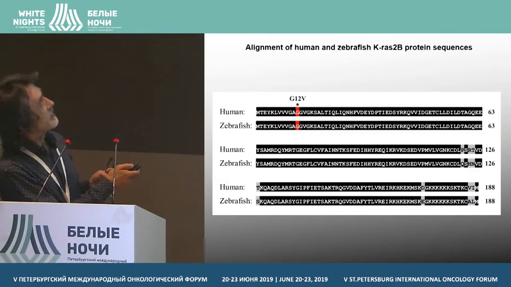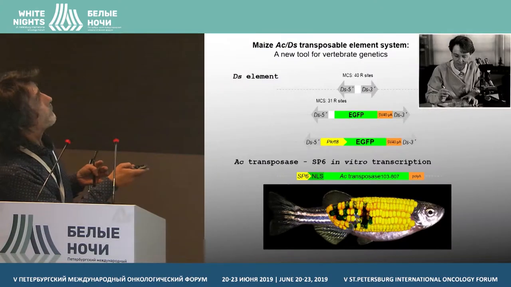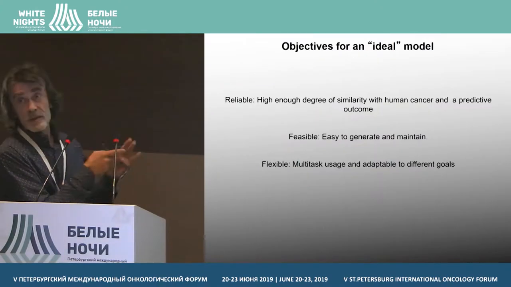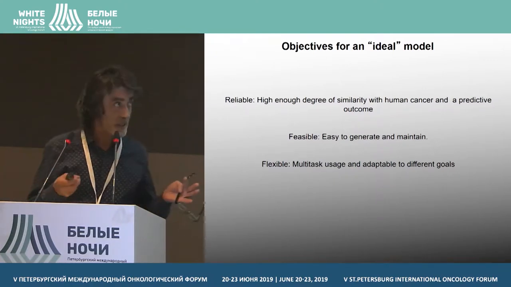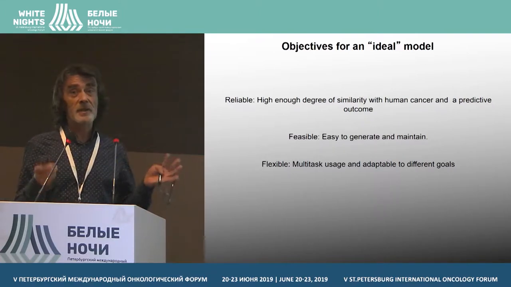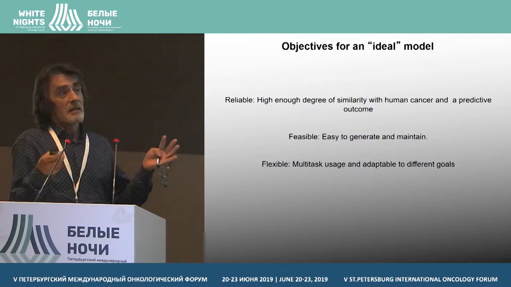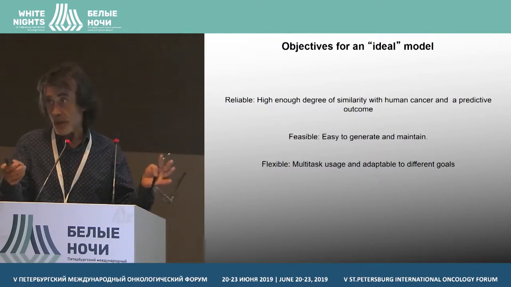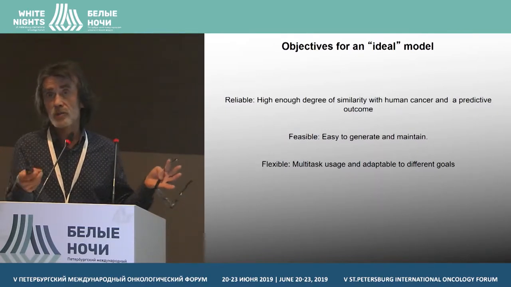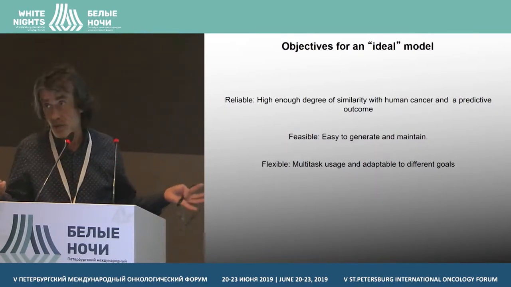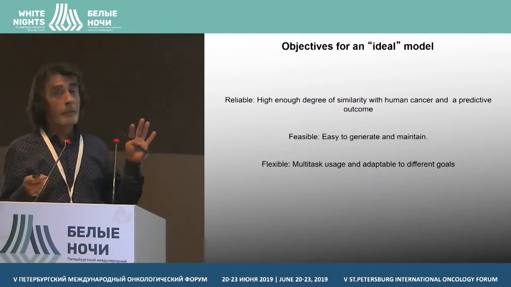And for that, we had to resolve some problems. We had to figure out what a model would look like. First of all, it should be reliable, it should be robust, and it should reflect major properties of tumors which exist in humans. First of all, we're interested in humans, of course.